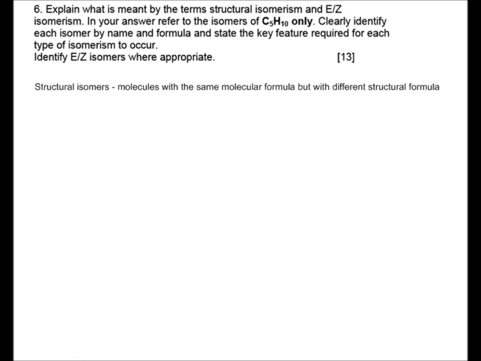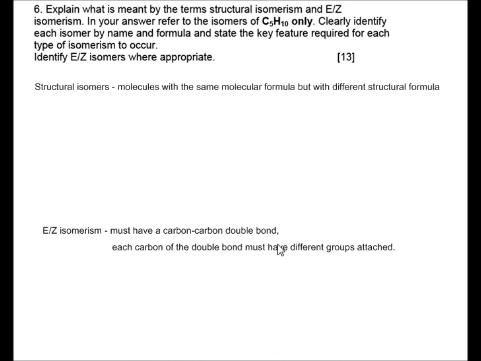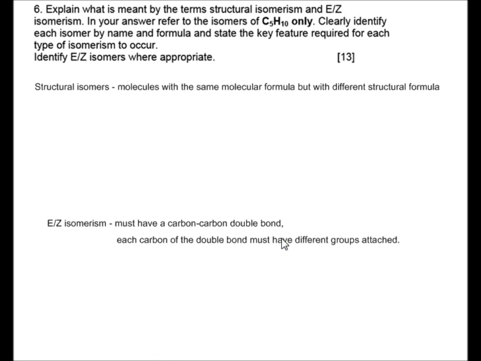for stating that. EZ isomers, we get when there's a carbon-carbon double bond. It's a type of stereoisomerism, and each carbon of the double bond must have different groups attached. So there's 2 marks available for this definition. 1 mark is for saying that we must have a carbon-carbon double bond, and the second mark is that we must have different groups attached to each carbon in this double bond.